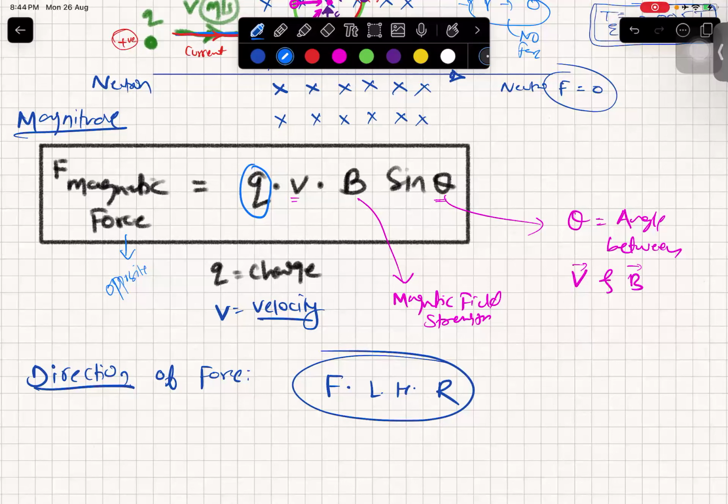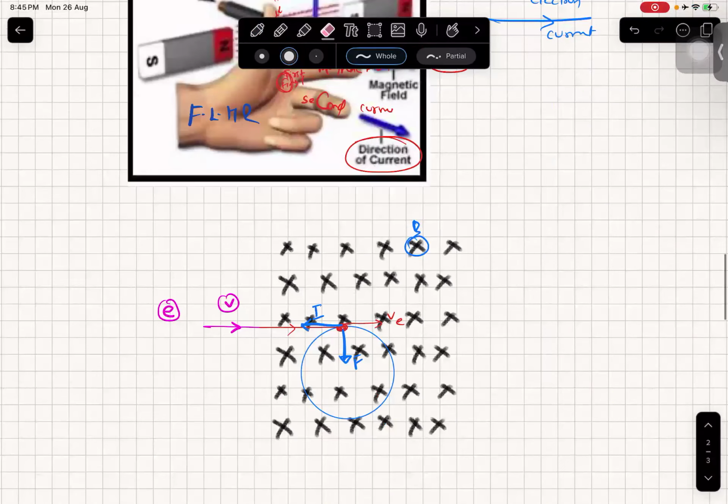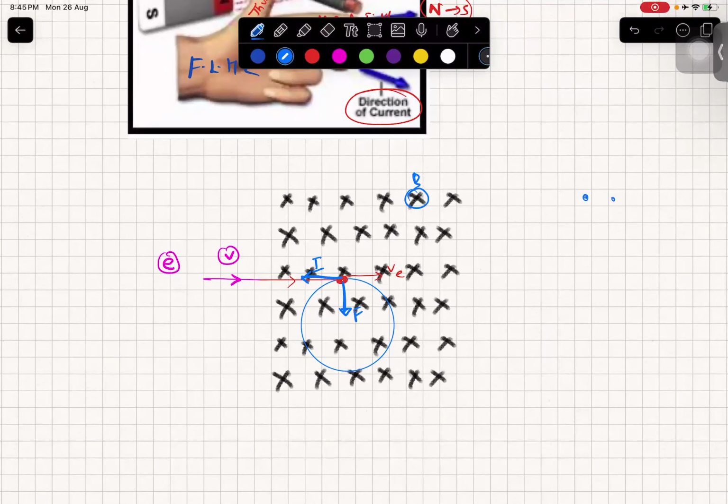If I switch the magnetic field also... Switching the magnetic field means, instead of a cross, if I make it a dot, let's try this as well. It'll become the same as the first drawing, because then it'll move up once again, right? Yeah, it'll go up like this, no?